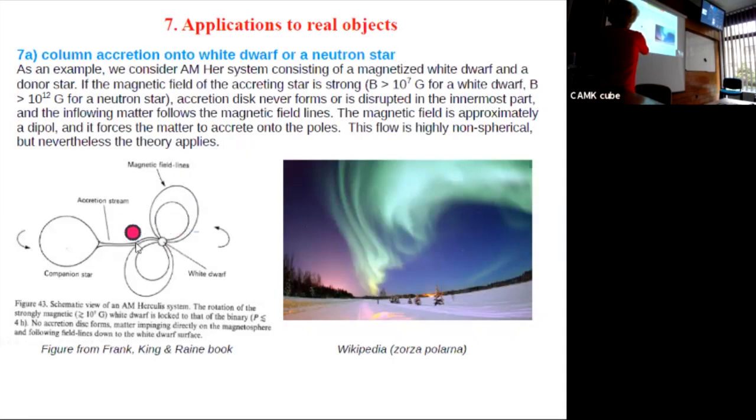And here, normally if you have no magnetic field, you would have an accretion disk here. And then you would have a normal cataclysmic variable, like a dwarf nova, for example. But this is a polar system, which means high magnetic field. In normal polars, where the magnetic field is strong, larger than 10 to the 7, you don't even try to form the accretion disk.